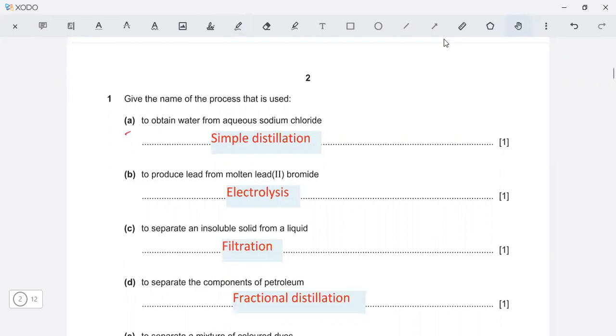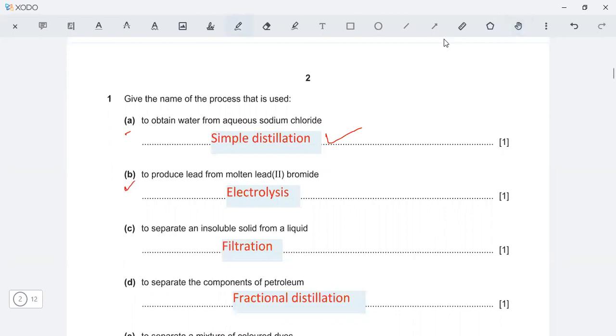Okay, so basically we use simple distillation. So we cannot write fractional distillation here. Why? Because fractional distillation is meant for when there are similar boiling points. But simple distillation we can use where there is a large difference between them. Okay, so the answer will be simple distillation.